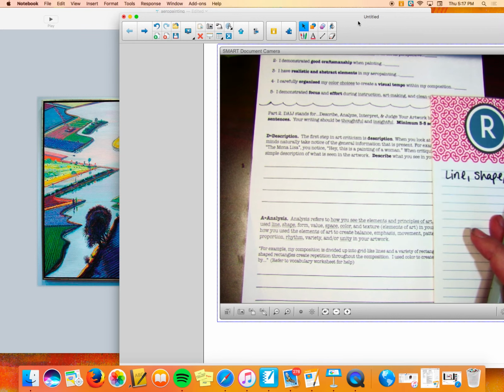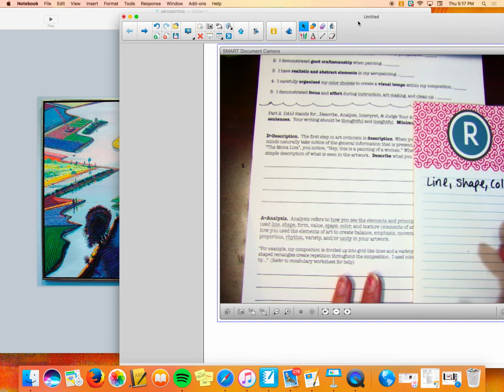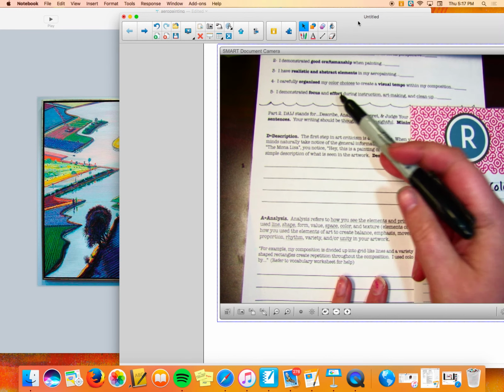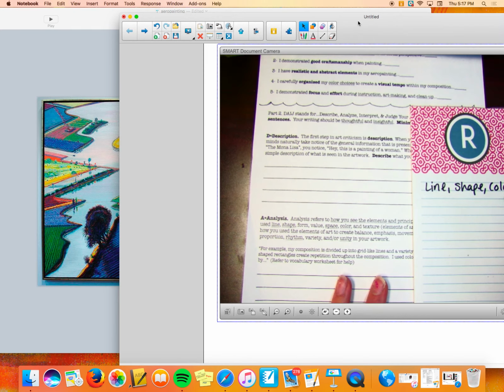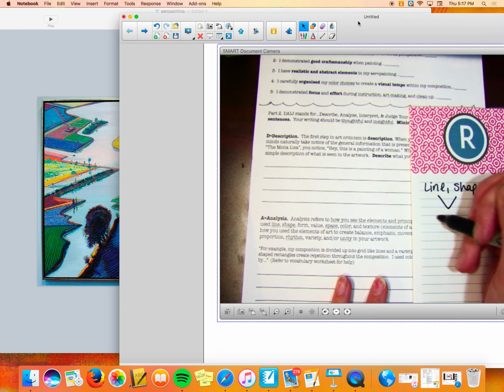And then I would figure out how I use them in order to create the principles. So I might focus on 1 or 2 principles. So one of the things you were supposed to do was organize your colors to create visual harmony or tempo. You were supposed to have some sort of repetition or rhythm within your artwork, and the lines and shapes you use might have variety.